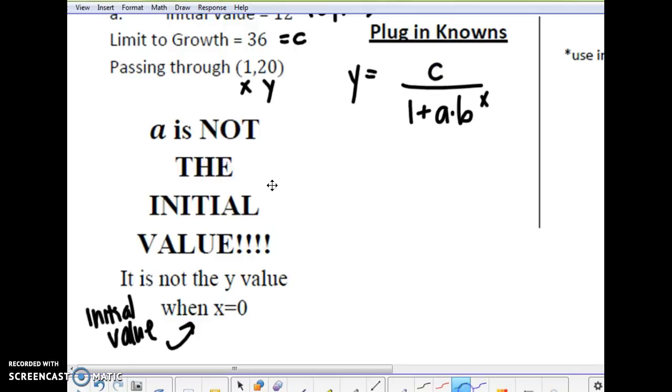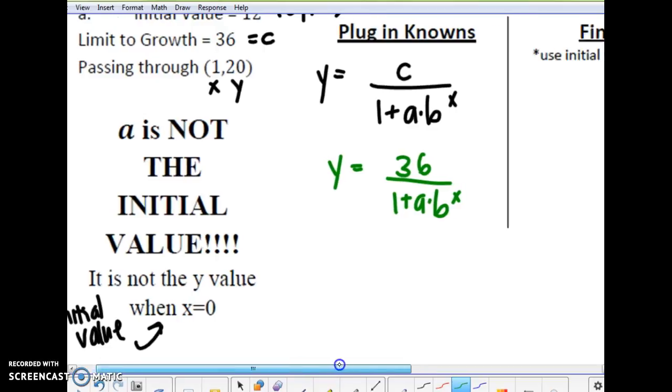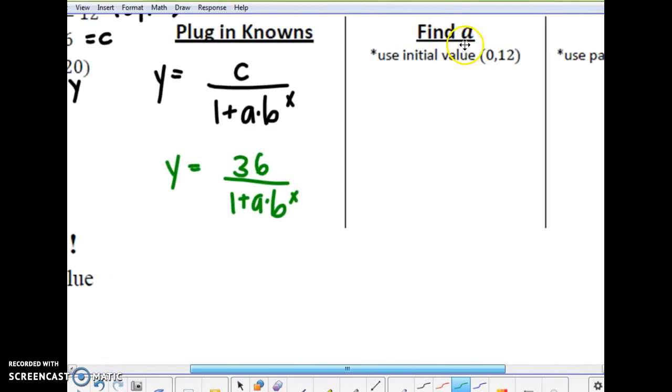The first thing I want you to do is plug in your knowns, and that's generally your limit to growth. So I'm going to have y equals 36 over 1 plus a times b to the x. Great place to start. Now we just need to find our a and our b. We're going to find our a first, using our initial value. That's because when x is 0, y is 12. If I make x 0, that b is going to disappear. If I can make that b disappear, now I have an equation with just one unknown.